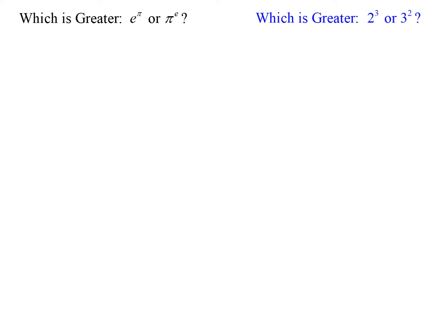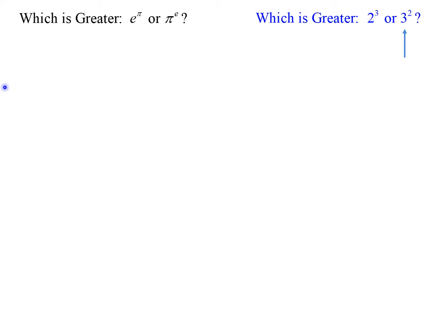Which is greater, 2 cubed or 3 squared? Well, that one's pretty easy because 2 cubed happens to be 8, and 3 squared happens to be 9. So we know the answer to that one is 3 squared. So we might come over here and go, well, pi is like almost 3 and e is 2 point something, so maybe it's pi to the e. Well, we don't know yet. So we're going to go back to our question.